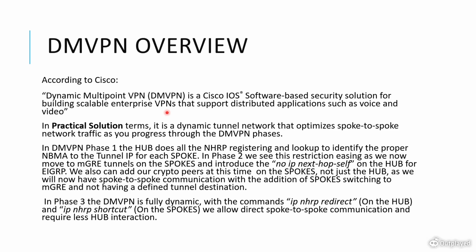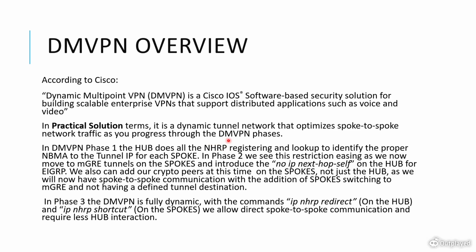the DMVPN phases. In DMVPN phase 1, the hub does all the NHRP registering and lookup to identify the proper non-broadcast multi-access to the tunnel IP address for each spoke. In most cases, the non-broadcast multi-access IP address they use is going to be your internet IP address, which is going to be your underlay. And then your overlay will be your tunnel IP address. The hub keeps this entire database so that when a spoke needs to communicate with another spoke and they only have the tunnel IP address, they can get the underlying IP address from the hub.